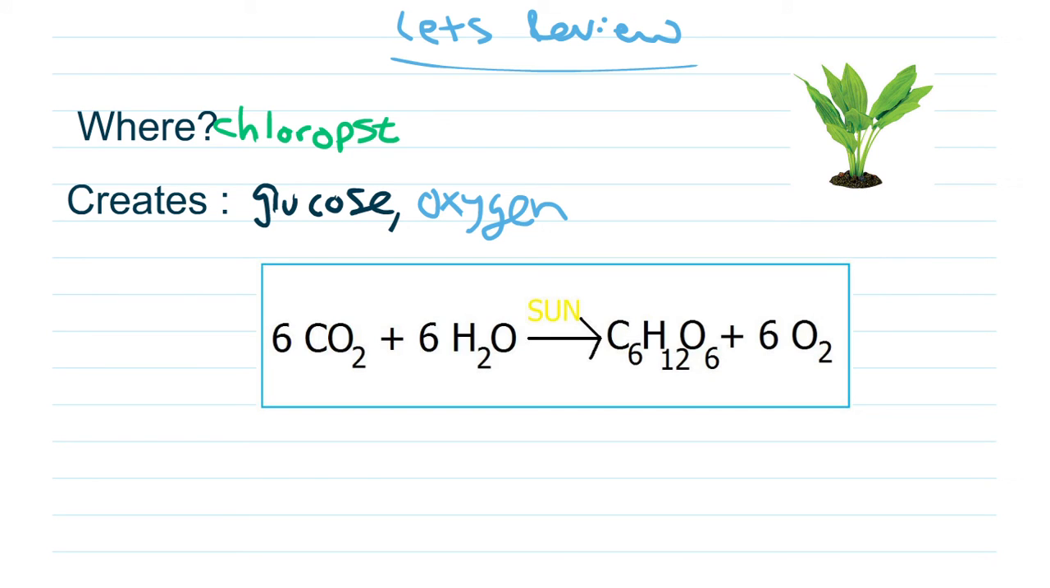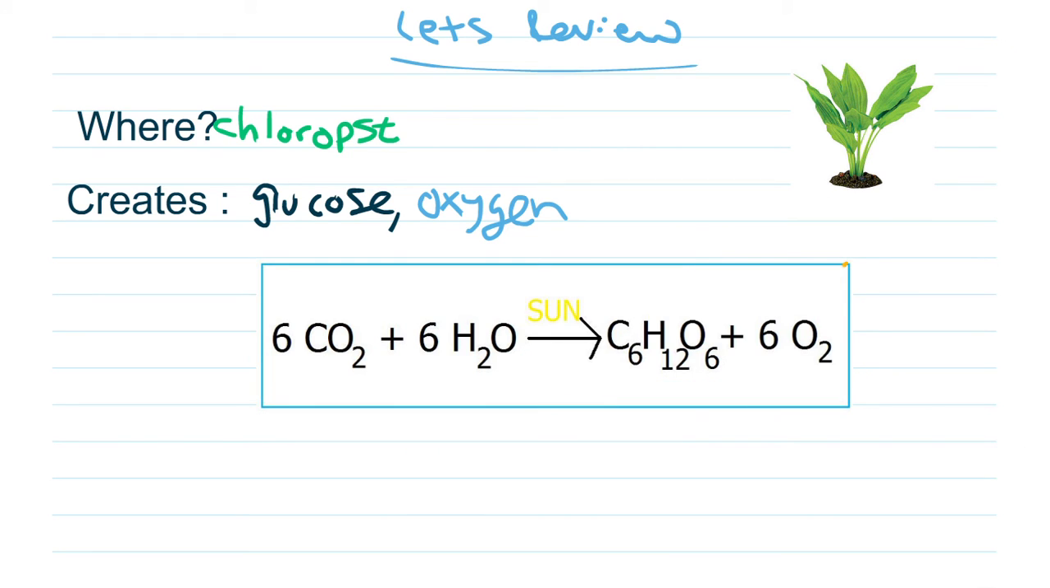Remember, we had talked about products and reactants. So here we have the photosynthetic equation. The reactants are everything on the left-hand side. So we have 6 molecules of carbon dioxide mixing with 6 water molecules in the presence of sunlight. And the products will be glucose, C6H12O6, and oxygen gas.